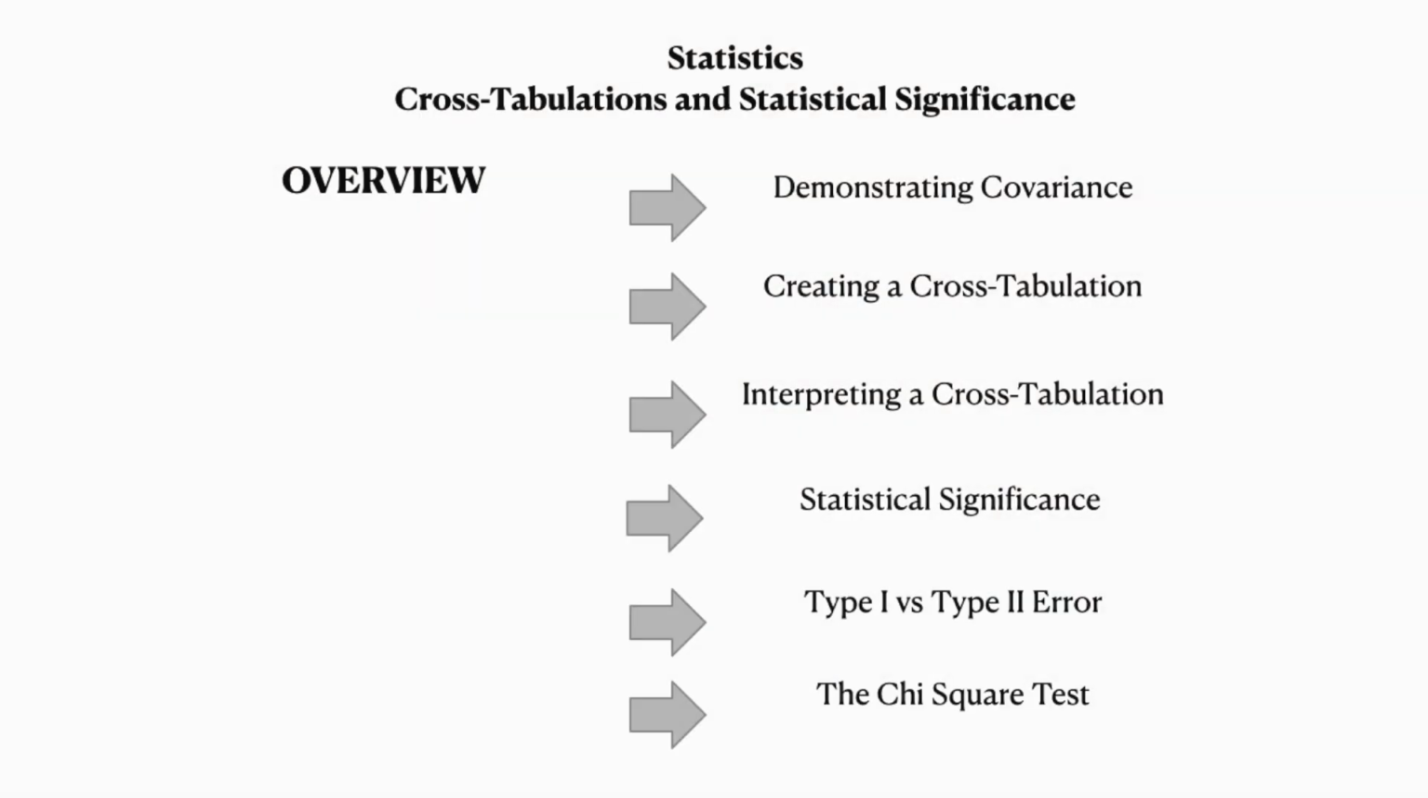If you see in the overview, what we're going to cover in this first bit of this week's content is how we demonstrate covariation, or covariance, how we create something called a cross-tabulation or a crosstab, how you interpret a crosstab, what you do to get statistical significance, the difference between type 1 and type 2 error, and then a really important stat that all of you are going to be using in your research reports, something called the chi-square test.